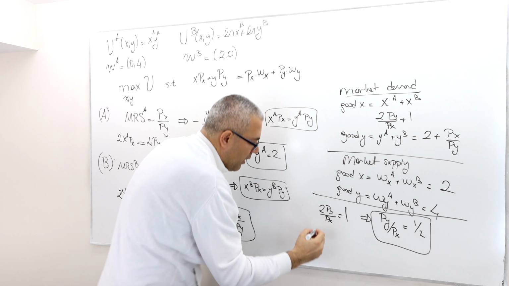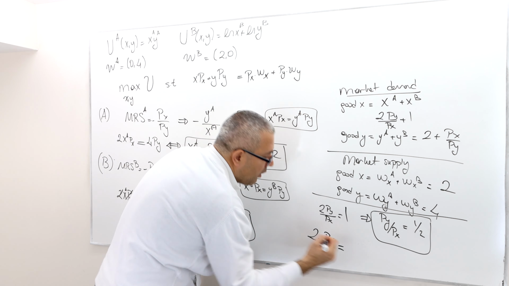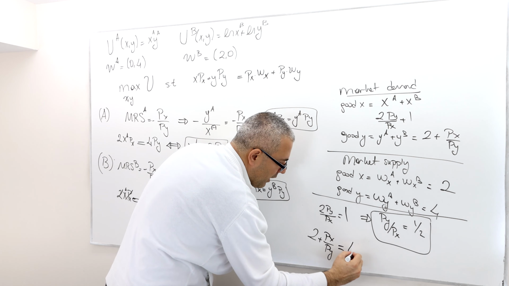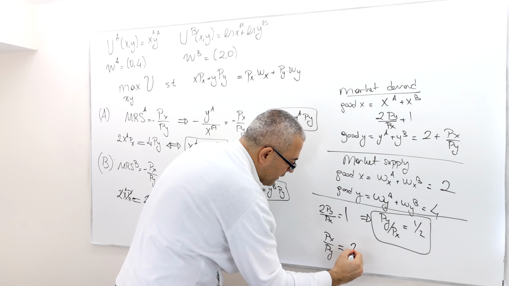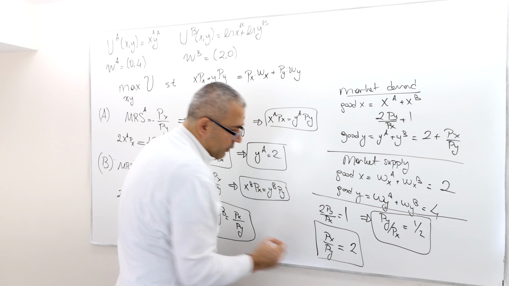The demand for good Y is 2 plus px over py, which must be equal to the supply for good Y, which is 4. So send this 2 to the other side. I'm going to have 2 here. And so, you know what? Px over py is equal to 2.